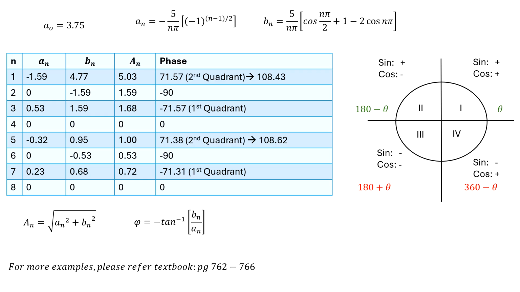So if we look at the quadrant, it is inside the second quadrant. Because it is inside the second quadrant, we have to do 180 degrees minus 71.57, and we get the answer as 108.43. So yes, when you want to solve for phase, make sure you also refer to the quadrants as well. If you want more examples of this, you can refer to your textbook, pages 762 to 766.